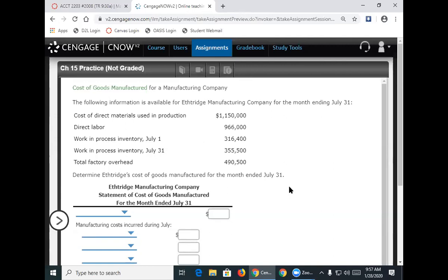Okay. So we have direct materials of 1,150,000. We have direct labor of 966,000. And we have factory overhead, 490,500. And then it tells us our ending balance. Our ending balance is 355,500.